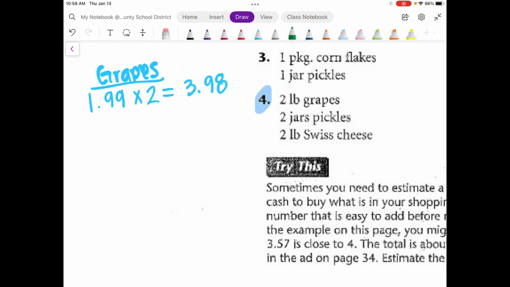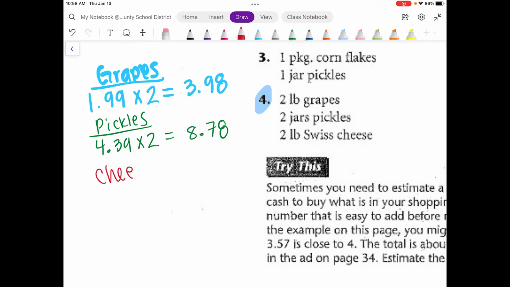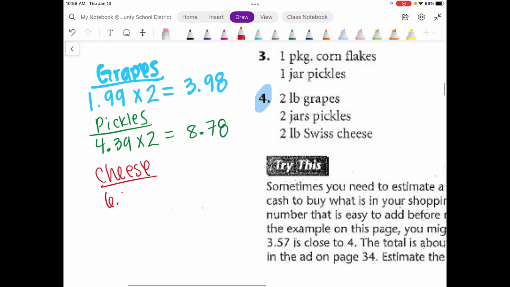And then I have pickles, and I'm buying 2 jars of pickles. So again, each jar of pickle is $4.39. So I'm multiplying that by 2 because I'm buying 2 of them, and that's $8.78. And lastly, I have my cheese, and I'm buying 2 of those. So cheese is $6.39 times 2 is $12.78.